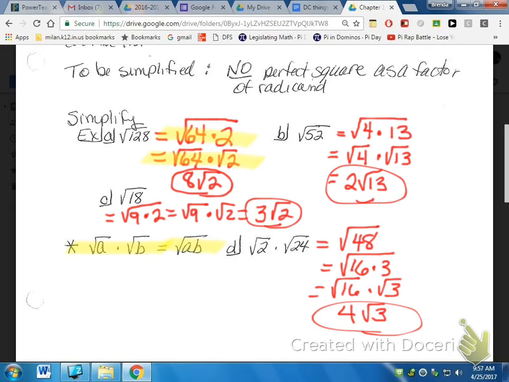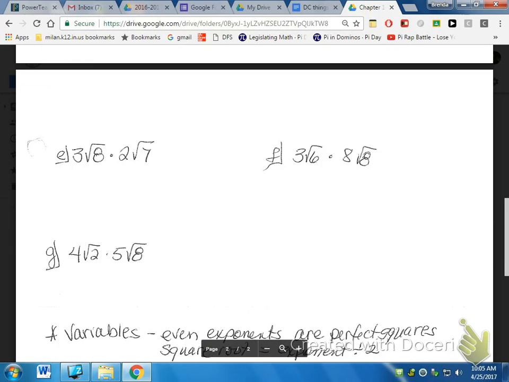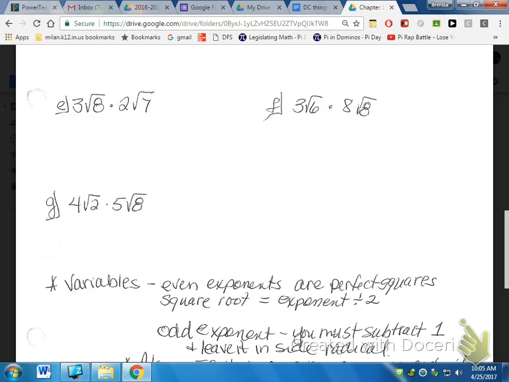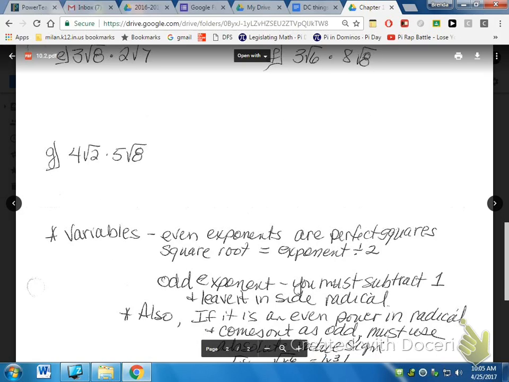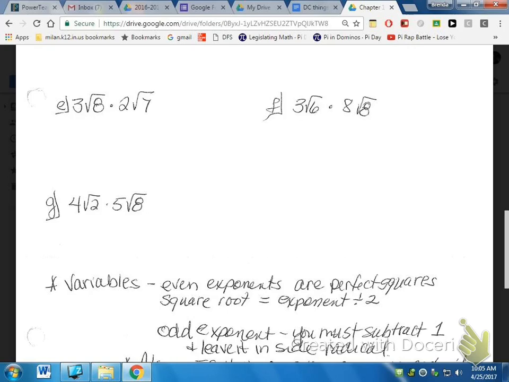Okay, questions about that? We're going to practice this a little bit more, and I'm going to show you a little bit more and more properties with it. Okay, so now I've got a little bit more to it. I've got a number out of the radical times a number in a radical, and then multiplying it by another number just like that. So in this case, you would do this.